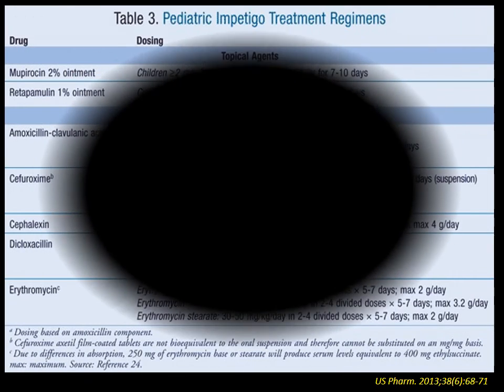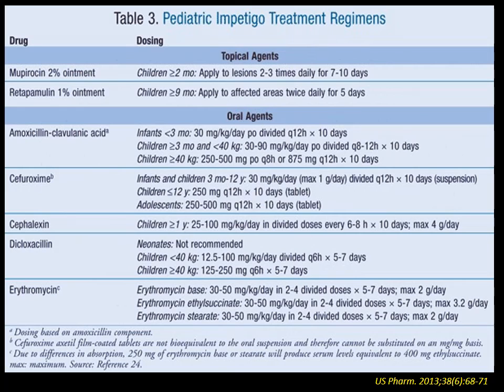Treatment of impetigo typically involves local wound care in conjunction with either a topical antibiotic or a combination of systemic and topical agents. In general, the antibiotic selection has coverage against both Staph aureus and Strep pyogenes.